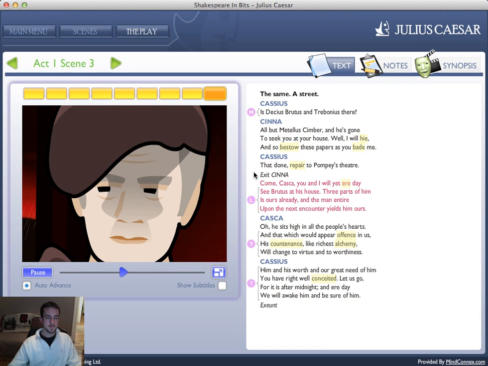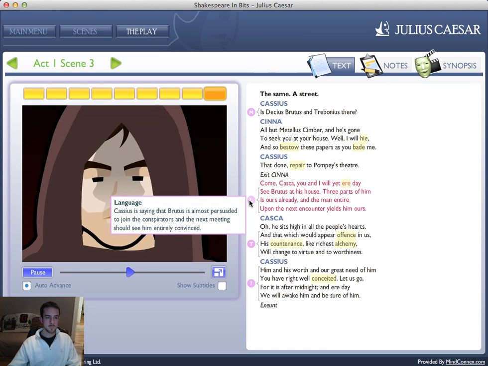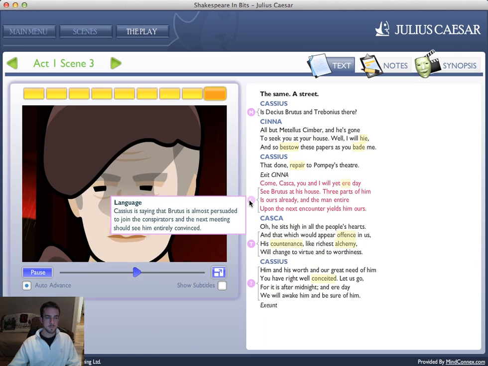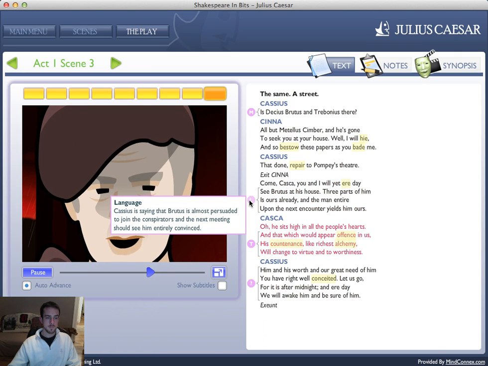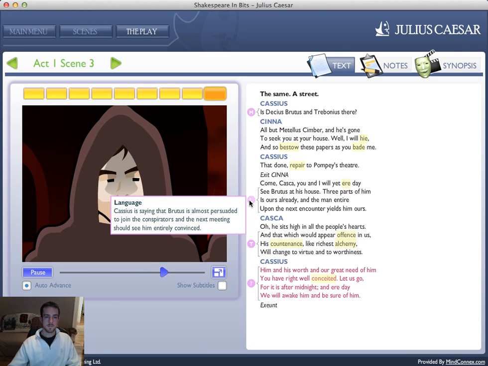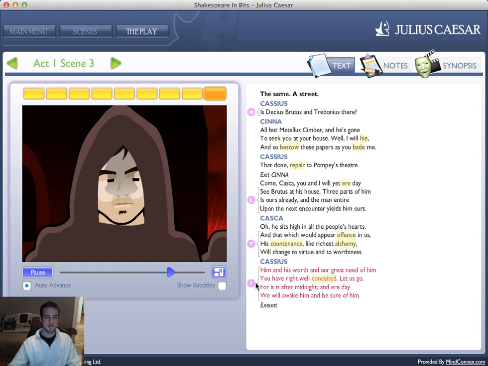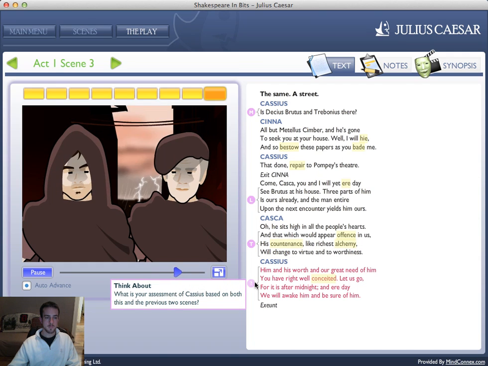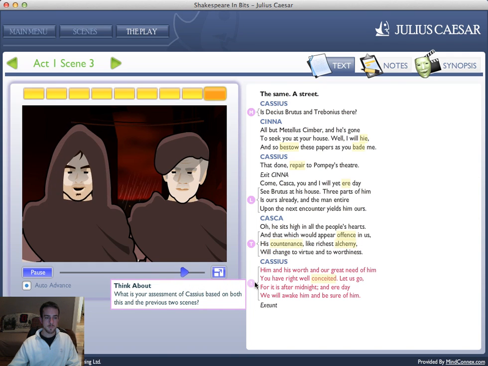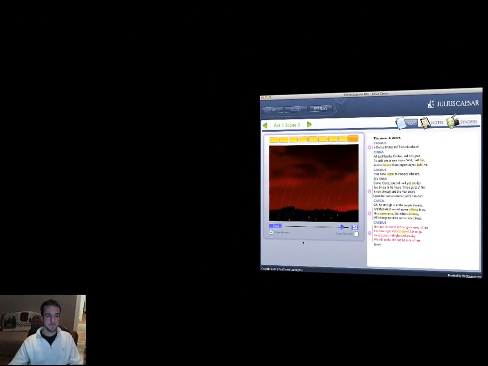Three parts of him is ours already, and the man in time upon the next encounter yields him ours. Oh, he sits high in all the people's hearts, and that which would appear offence in us, his countenance, like richest alchemy, will change to virtue and to worthiness. Him and his worth, and our great need of him, you have right well conceited. Let us go, for it is after midnight, and ere day we will awake him, and be sure of him.